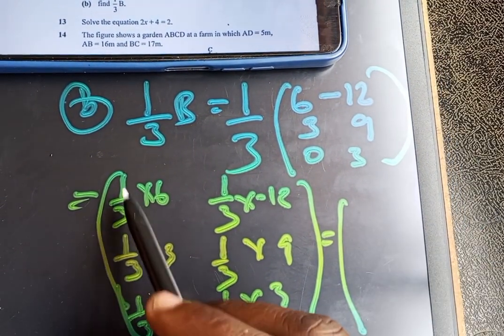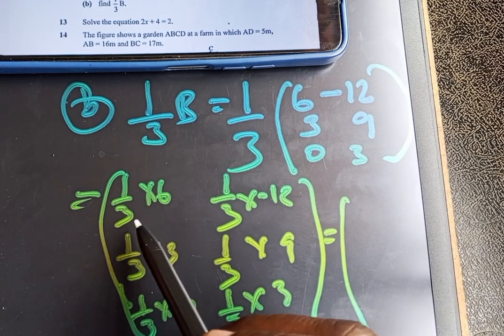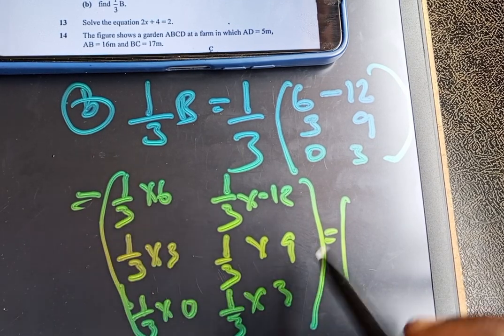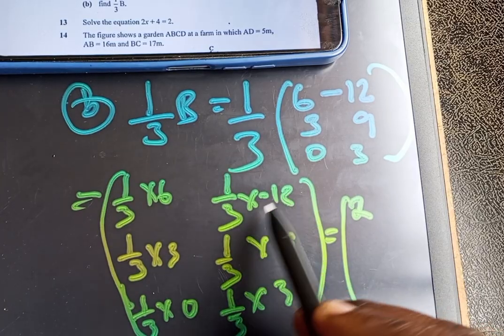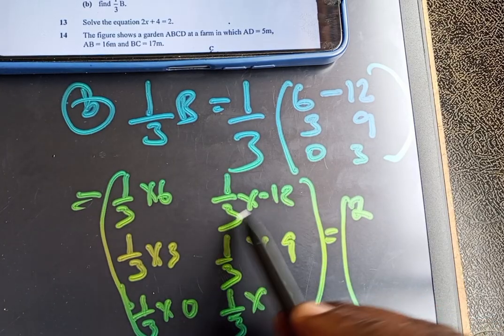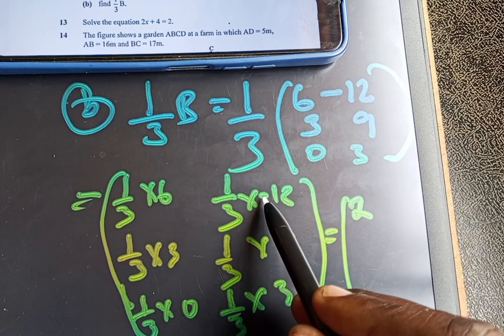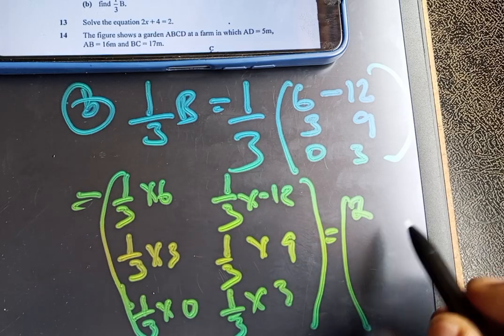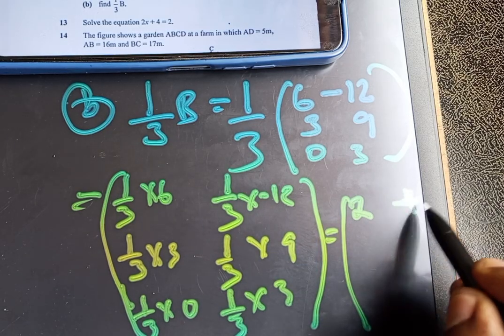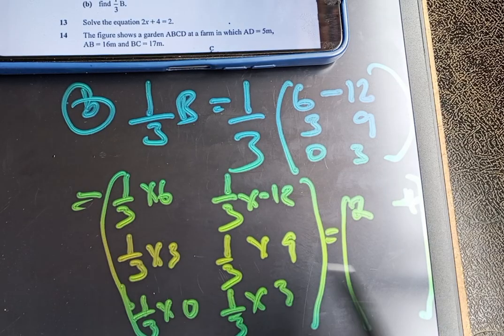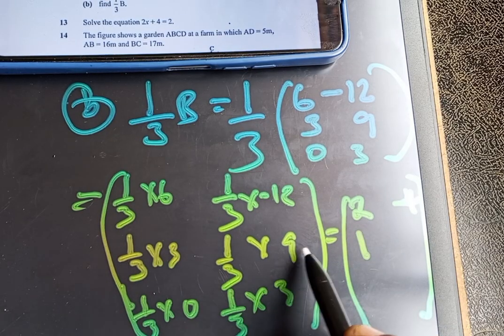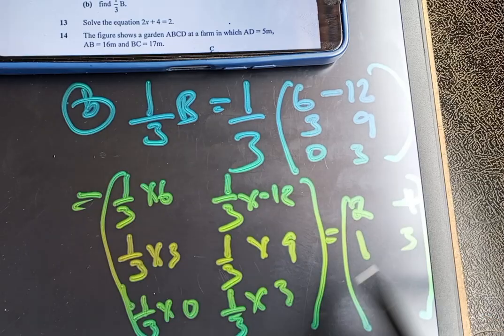When you multiply, we have 1 over 3 times 6. We know that 3 into 6 is 2, and 2 times 1 is 2 here. Next, 1 over 3 times negative 12. 3 into 12 is 4, but it will be negative because of the negative, so negative 4. Negative 4 times 1 is negative 4 here. Then 3 into 3 is 1, and 1 times 1 is 1 here. 3 into 9 is 3, and 3 times 1 is 3. 3 into 0 is 0, and 0 times 1 is 0.